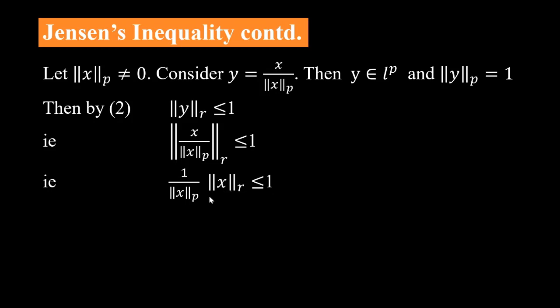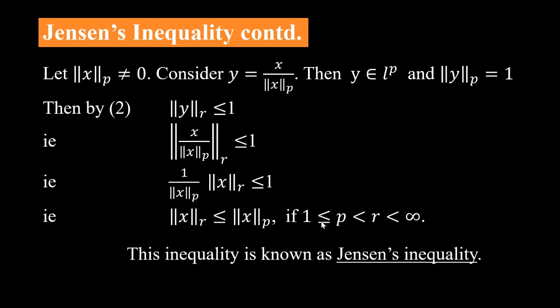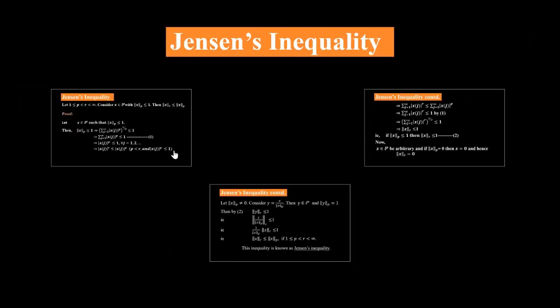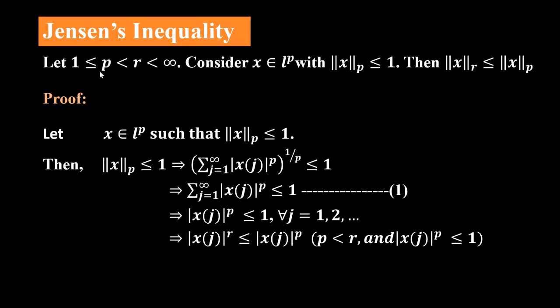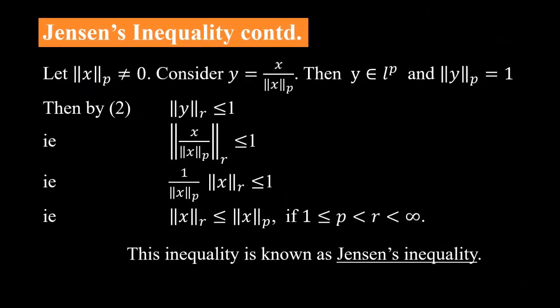Then norm r of x is less than or equal to norm p of x, if 1 is less than or equal to p less than r less than infinity. So this inequality is known as Jensen's inequality. So if 1 is less than or equal to p less than r, which is less than infinity, then norm r of x is less than or equal to norm p of x, if norm p of x is less than or equal to 1. This result is known as Jensen's inequality.